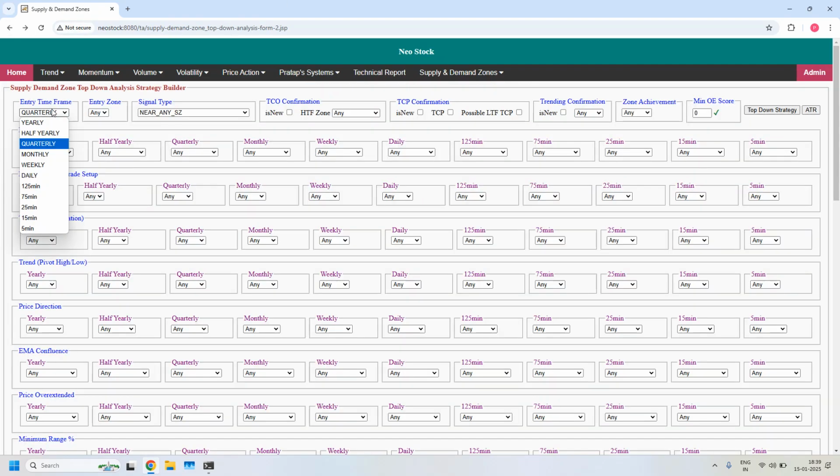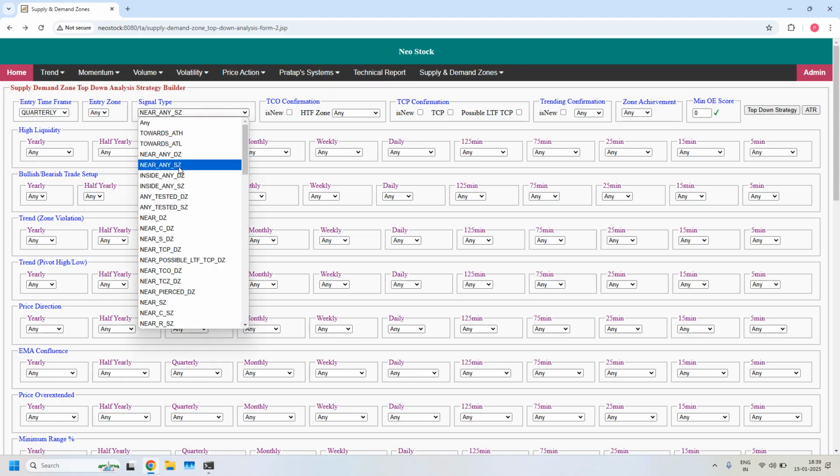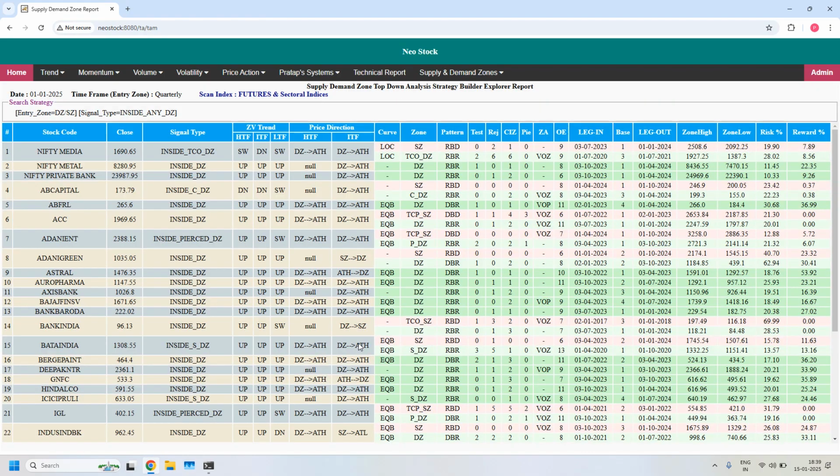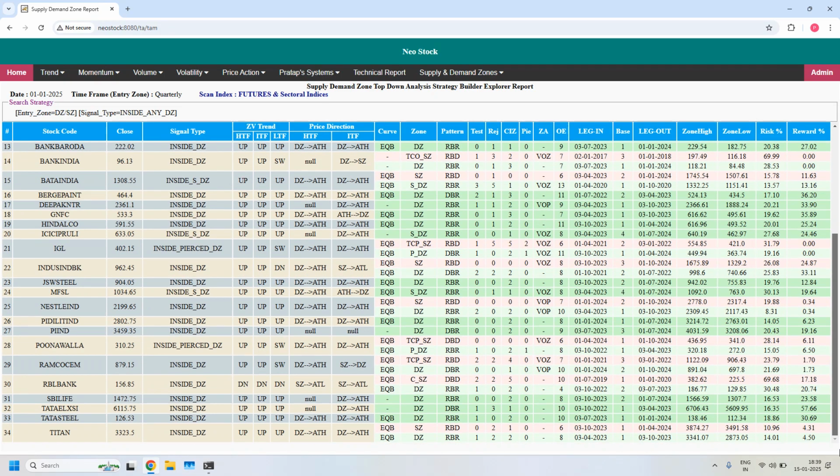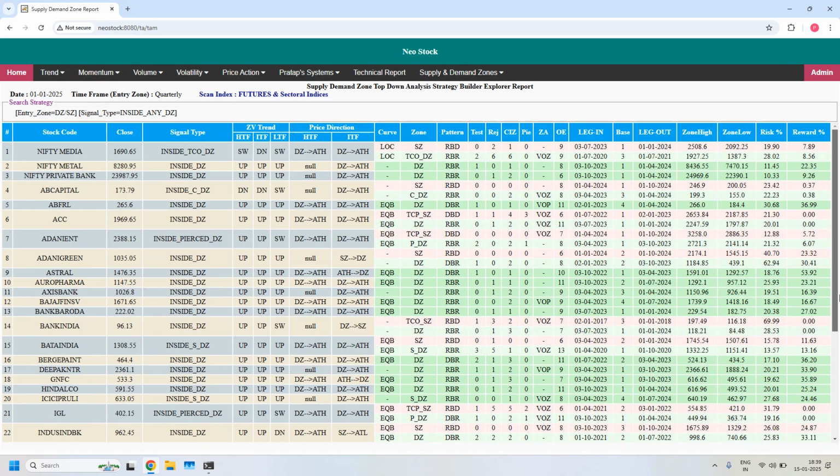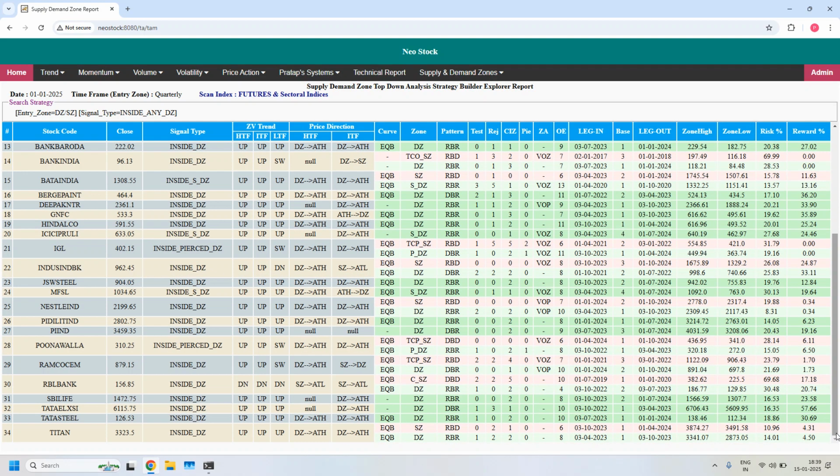Next, quarterly time frame. Price closed inside the quarterly demand zone. We got 34 stocks, and the first 22 stocks you are seeing in the list. I am scrolling the list down. So total 34 stocks. You can further reduce this list by adding high probability parameters.